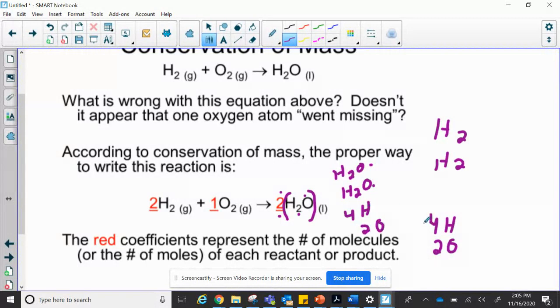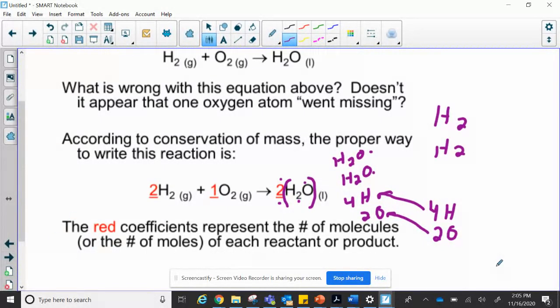So now we have all of our hydrogen going in and coming out. We have all the same amount of oxygen going in and coming out. So we're following the conservation of matter, which is what we always have to do. And that takes us into balancing, which is going to be a really important part of this unit.